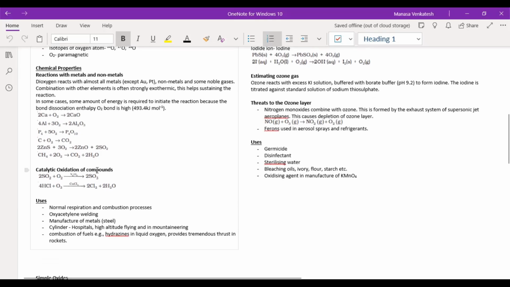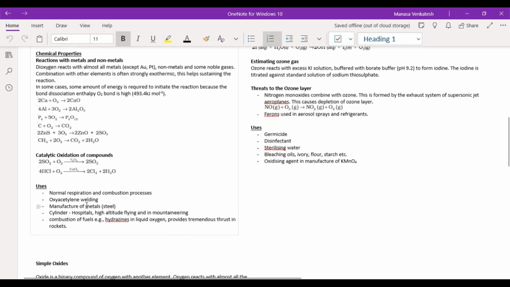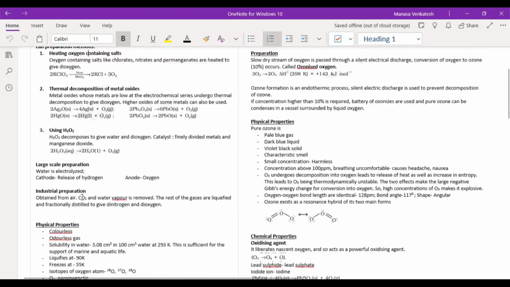Next is catalytic oxidation of compounds. Various compounds like sulfur dioxide and HCl undergo oxidation with dioxygen in the presence of a catalyst. For sulfur dioxide, it's V2O5, vanadium pentoxide, and in the case of HCl, it's CuCl2. So this leads to the formation of the respective products. The uses are just basic, you can just go through them, they're theoretical topics.